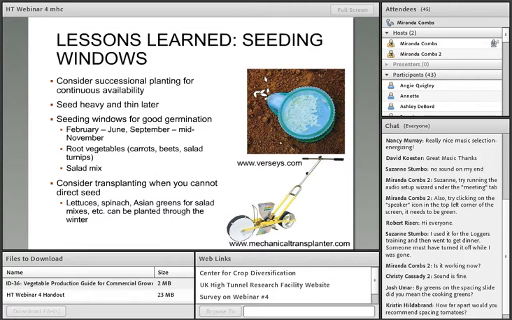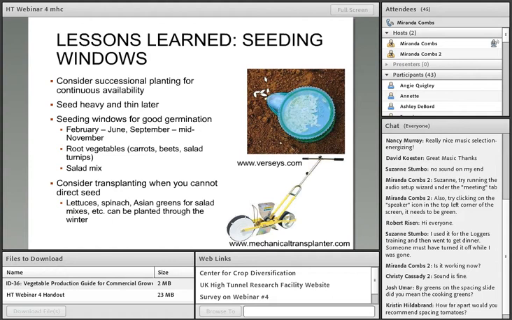There are various ways to seed. I put a couple of pictures up here. I know some high tunnel growers that still, even if they have a half dozen high tunnels, are absolutely obsessed about their carrots and getting good germination. They will still use hand tap seeders for carrots.